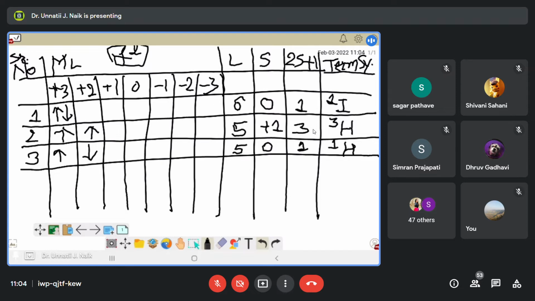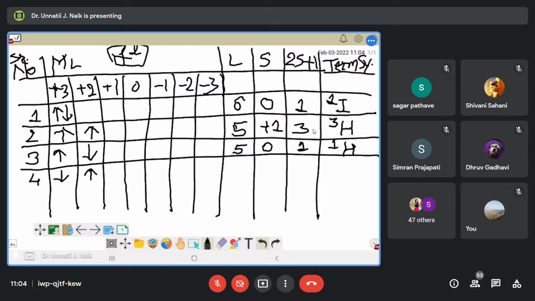Apart from this arrangement, as I said, if I will arrange this way, instead of that, if I say my fourth arrangement is like this.